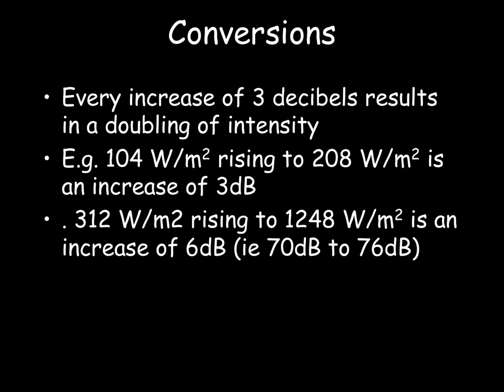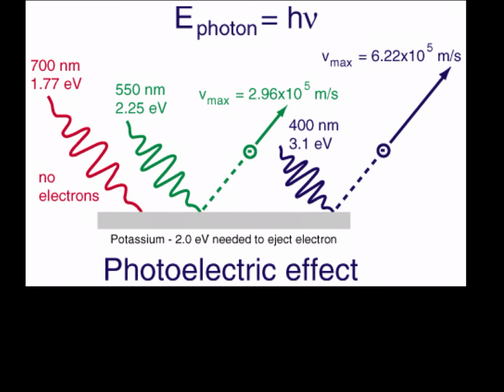So the left was 70 decibels, 312 watts per square metre. 1,248 watts per square metre is 76 decibels. You see? So there's a huge difference between 70 and 76 decibels. So when we get to 110 decibels, we're talking enormous volumes that are really unhealthy, like standing next to jet aircraft as they're taking off, that kind of thing.